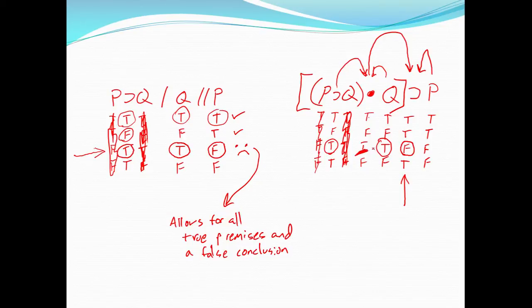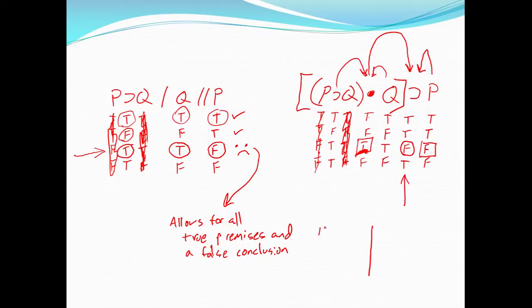And so what you're looking for then is, do you have a true left side of your horseshoe and a false right side of your horseshoe? If you have a true left side and a false right side of your horseshoe, let me erase these circles that don't matter anymore. If you have a true left side of your horseshoe and a false right side, your horseshoe is going to be false.